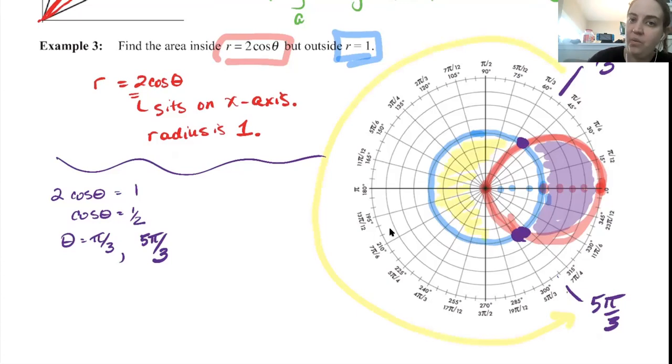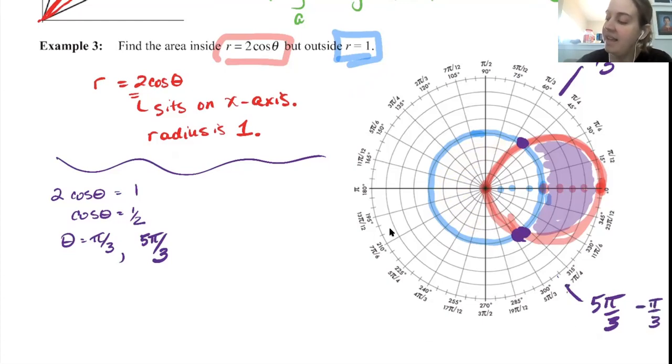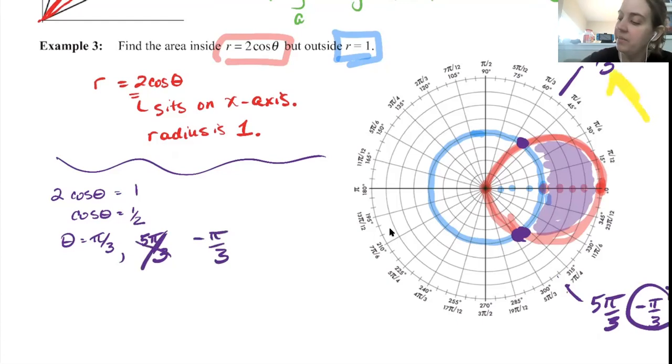Not what I'm looking for. I want what's on the right-hand side. So you have to think to yourself, especially down there in that fourth quadrant, things get a little crazy. What's another name for 5 pi over 3? Well, the negative spot is negative pi over 3. And that's actually the name of it that we want. So we're going to use negative pi over 3. So when you find the area here, now you're going from negative pi over 3 to positive pi over 3.